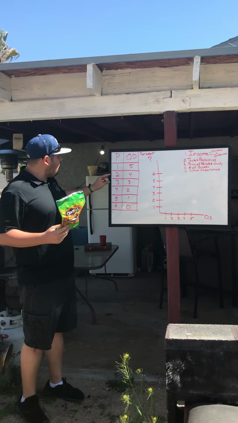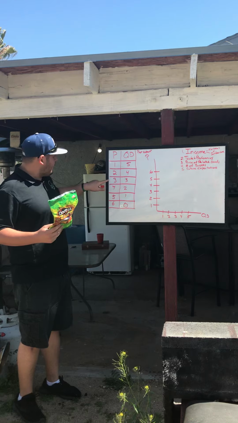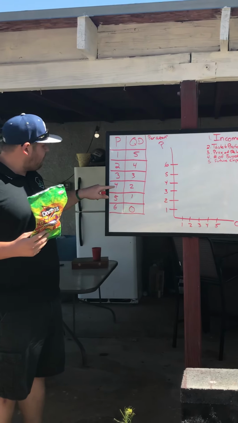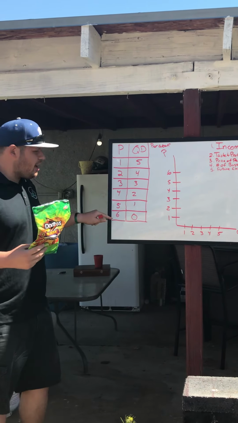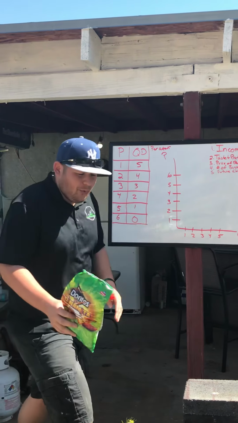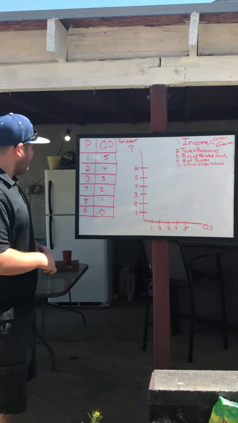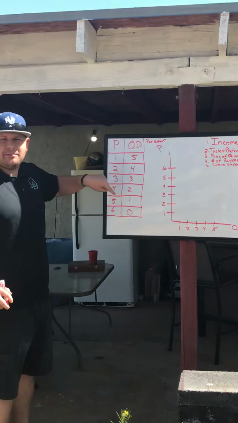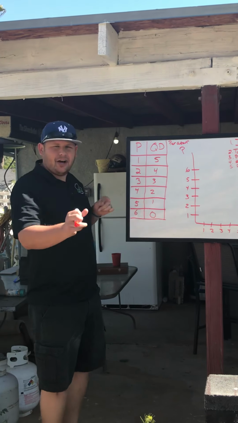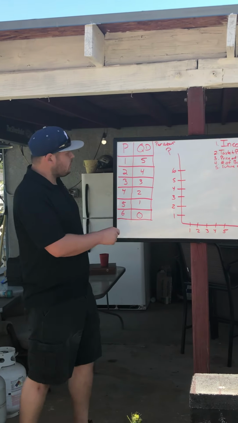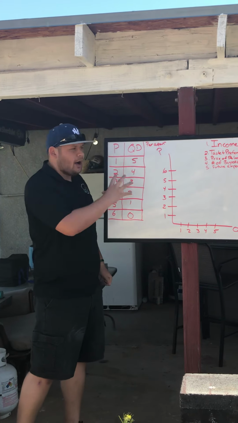At $2, I only want 4. At $3, I want 3. At $4, 2. At $5, 1. And if it's $6, I'm saying forget it. I don't want them. They're not that good anyways. So this right here is called a demand schedule. You can put anything in economics in a graph or a table. All right, so the price, quantity demanded, how much we're willing.